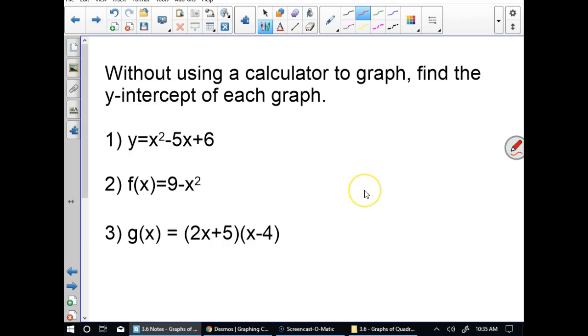So let's do these next few. If I'm looking at these 3 equations, you'll notice they're the same as the ones that we had before. But this time we're talking about their y-intercepts. Q, what would the y-intercept of number 1 be?